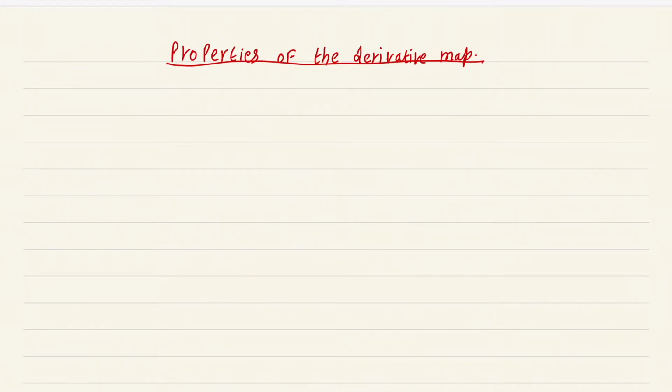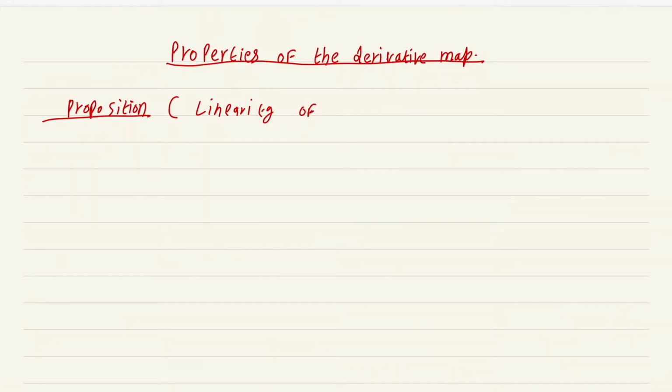Let us discuss some basic properties of the derivative map. The proofs of these are rather easy. They are modeled on similar proofs we have been seeing from high school. First, let's start with the proposition. This just says that the derivative is linear in a different sense.